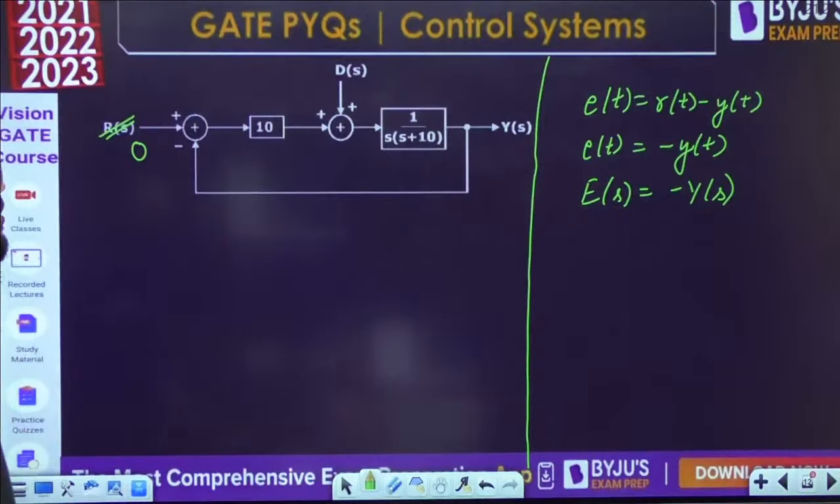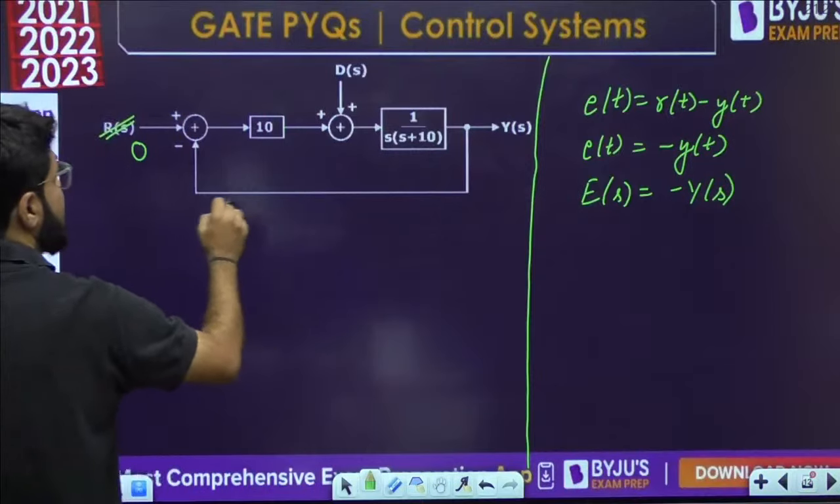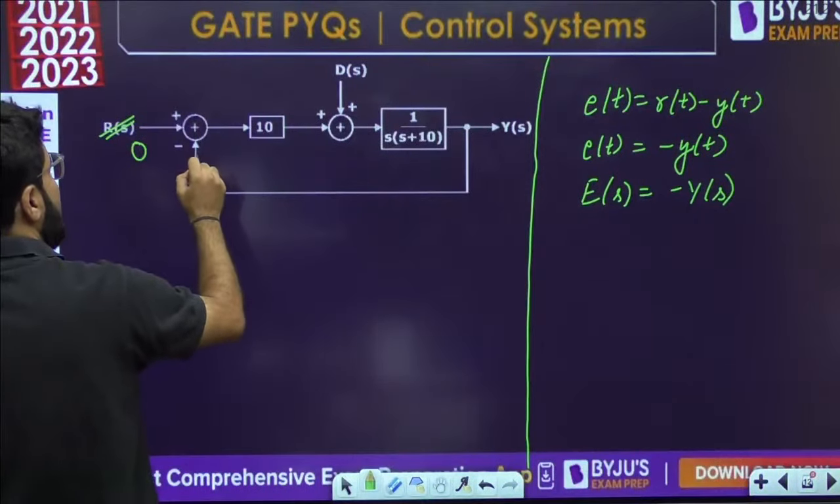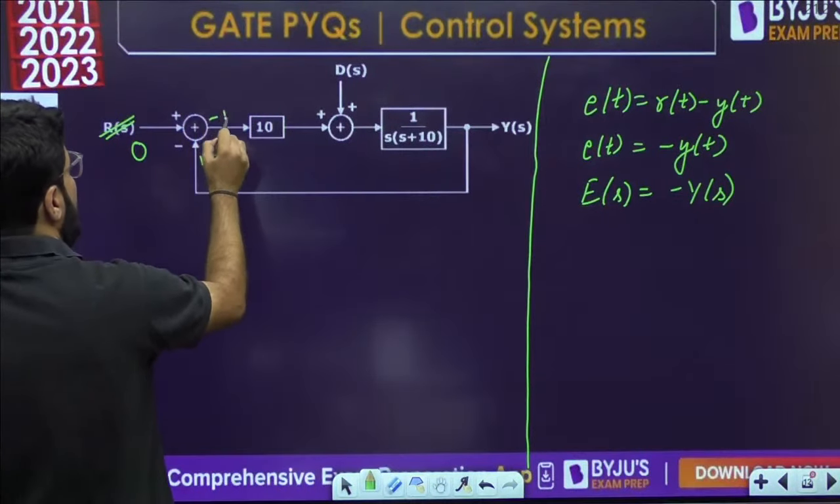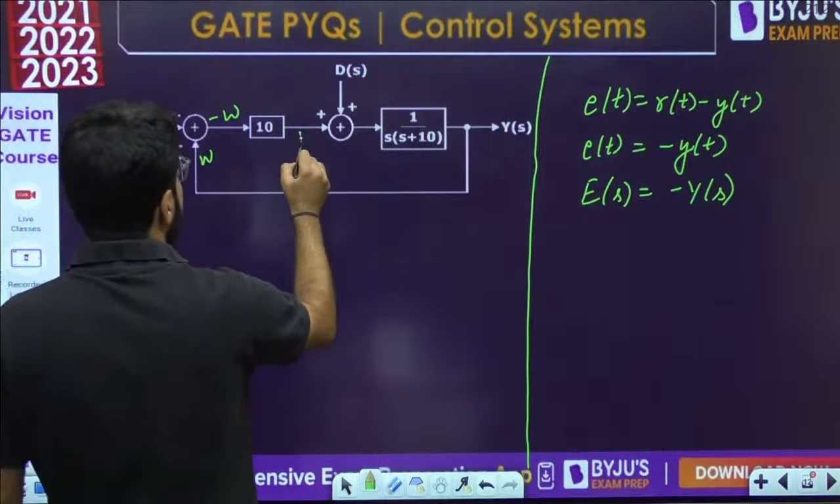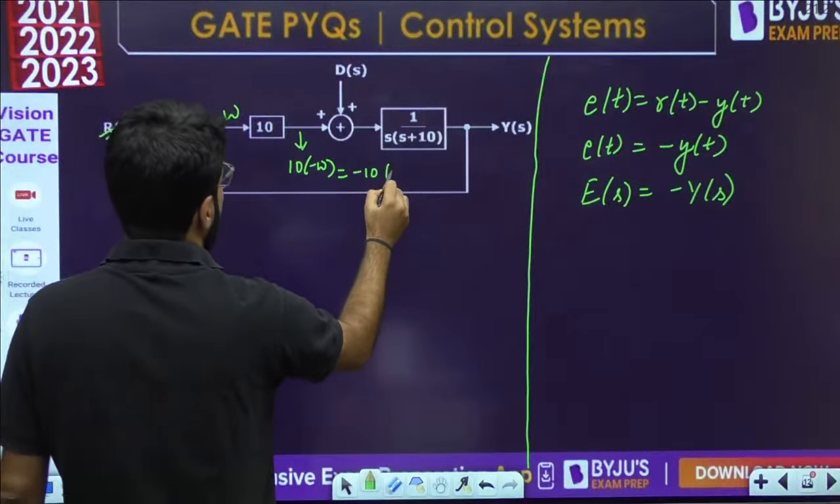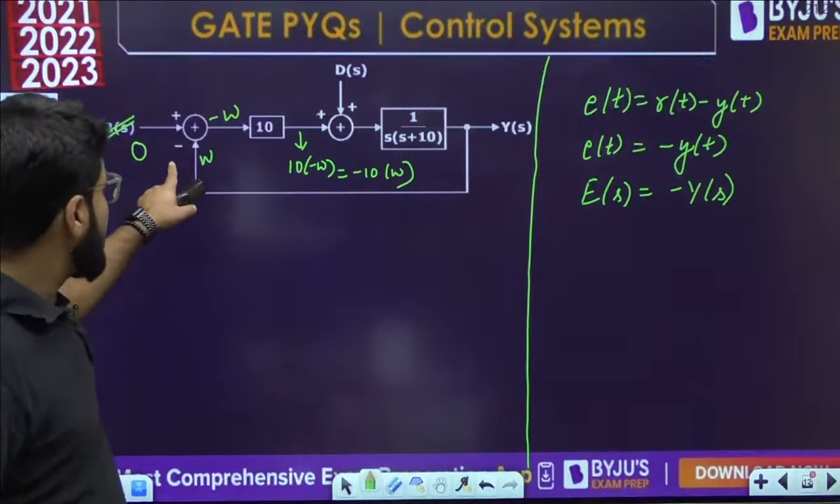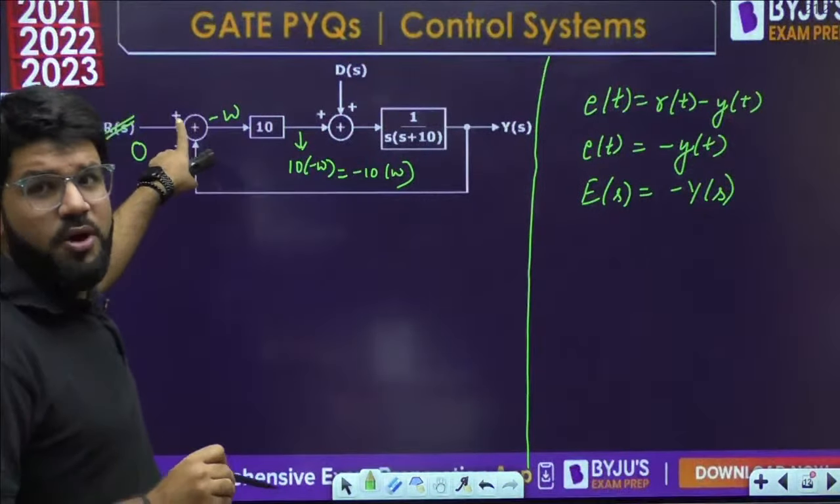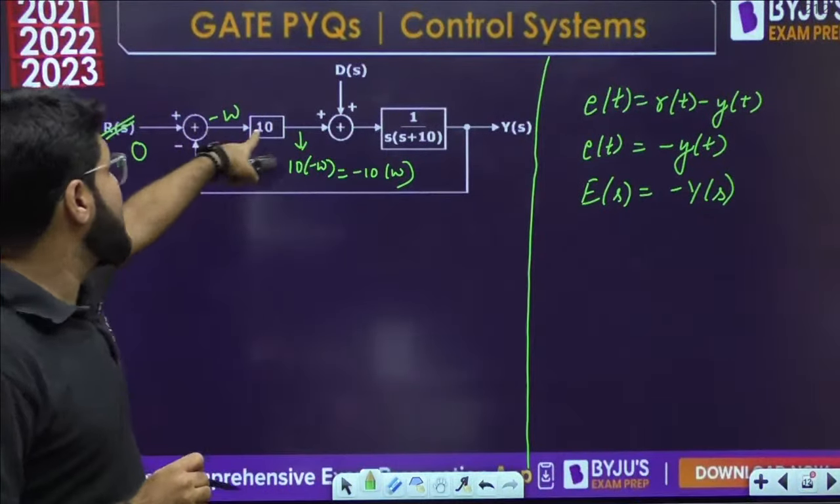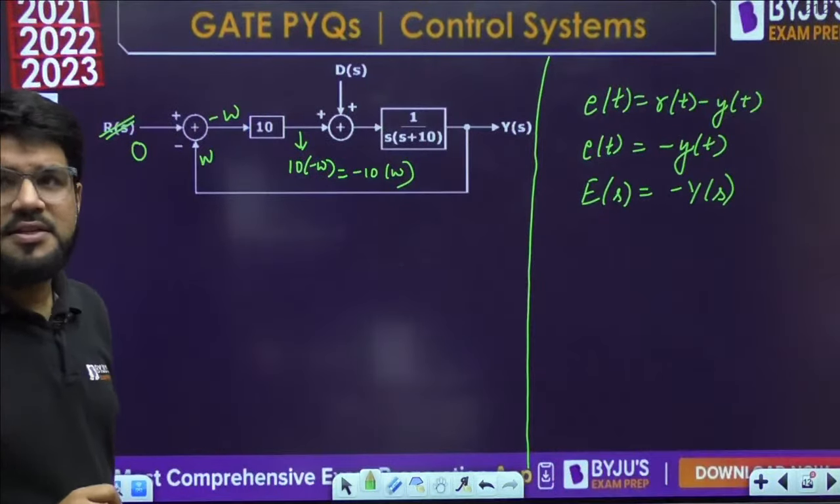And if this is 0, once again, what is the effect I told you? What is the signal coming from here? Suppose this is W. So here what you get is minus W. So what is this output? It is 10 into minus W, that is minus 10W. So always whatever minus is there, now you can remove the summing point because one of the variables coming is 0. Adjust the minus with the gain.